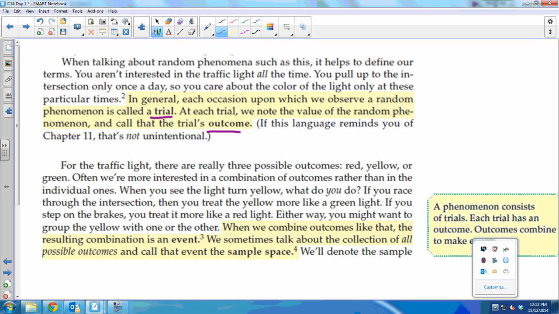And then when you combine the outcomes, you end up getting an event. So in this case, every day you get to the light is an event. If you were flipping 2 coins, then both coins together would be an event, right? And then the sample space is just going to be all of the possible outcomes. So when you roll just one die, what are all of the possible outcomes? Right, 1 through 6. Those are the possible outcomes. We'll talk some more about that in a second.